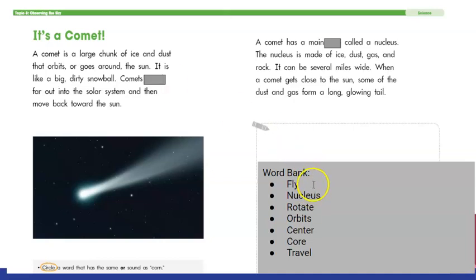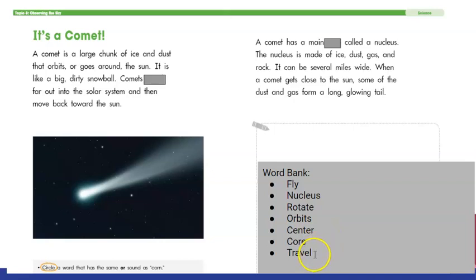Comets fly far out into the solar system? Maybe. Comets nucleus far out into the solar system? That doesn't make sense. Comets rotate far out into the solar system? We already used the word orbit. Comets center far out into the solar system? Comets core far out into the solar system, or comets travel far out into the solar system?